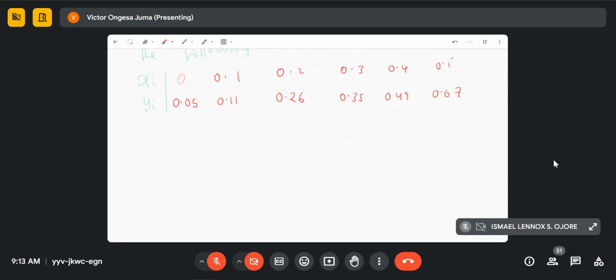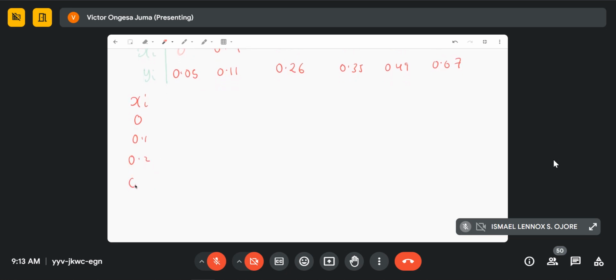So we can construct the difference table here by first of all having xi. So that is 0, 0.1, 0.2, 0.3, 0.4 until 0.5, right?